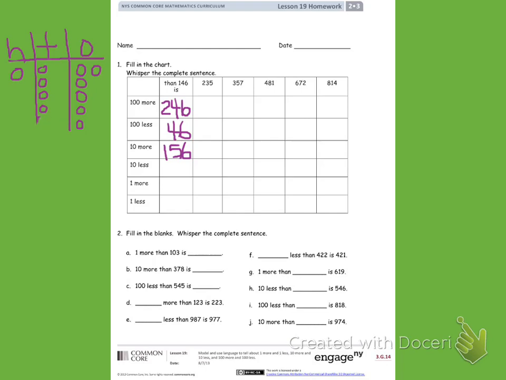Again, I have to go back to the original number of 146, and this time it says 10 less. So I have to cross out one of my 10s, and that makes 136.